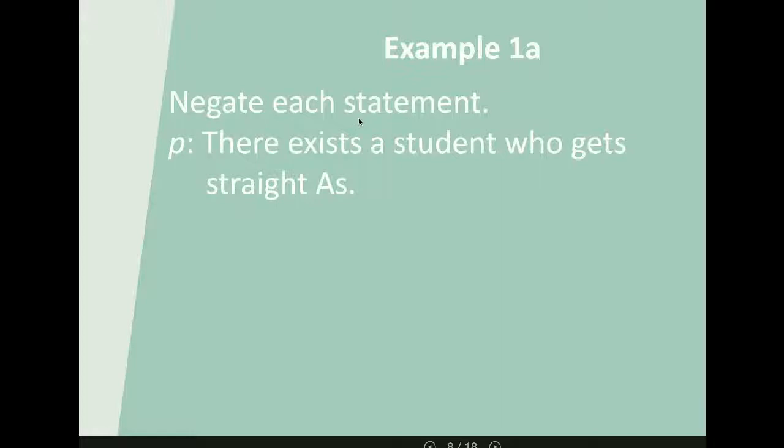So we can't just say there exists a student who doesn't get straight A's, because that still fits this statement. Just because there exists a student doesn't mean it's all students. So in order to negate this, we have to say no one gets straight A's. So we would write no student gets straight A's is the negation of P, or not P.